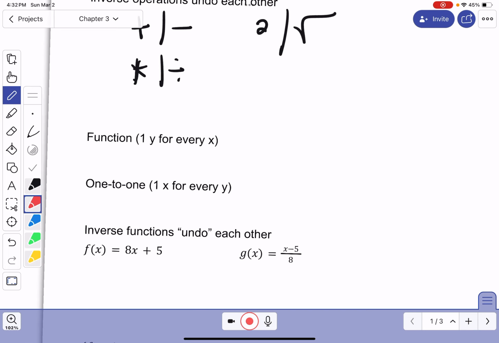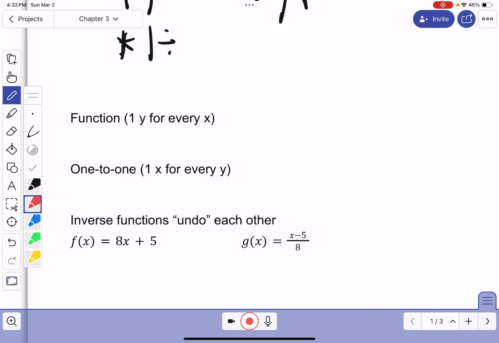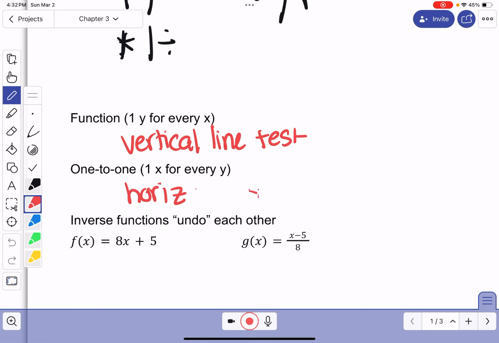So just a quick refresher, a function has one y for every x, and you can tell by a vertical line test. A one-to-one function also has one x for every y, and you can tell that with a horizontal line test. In order to have an inverse, a function has to be one-to-one. So it has to go both ways.